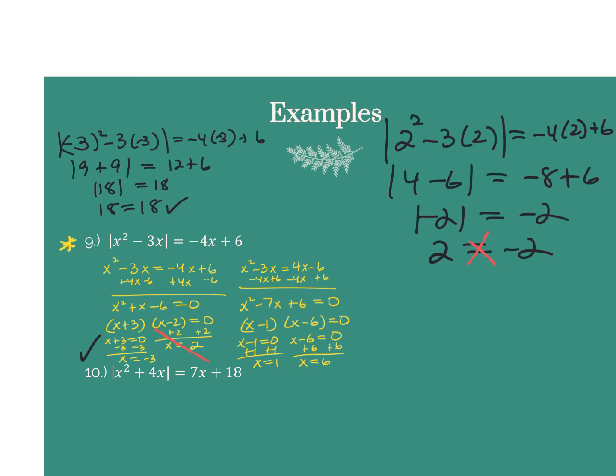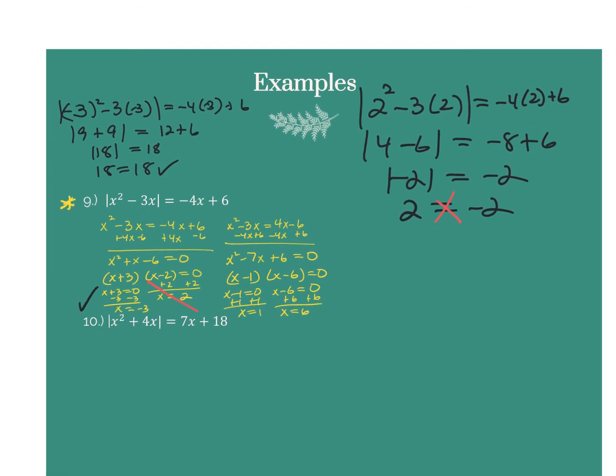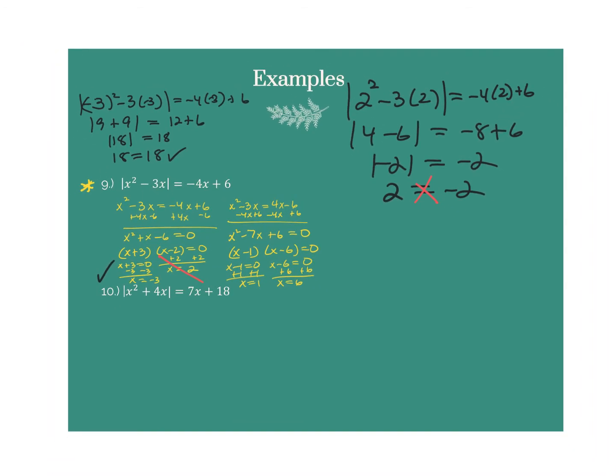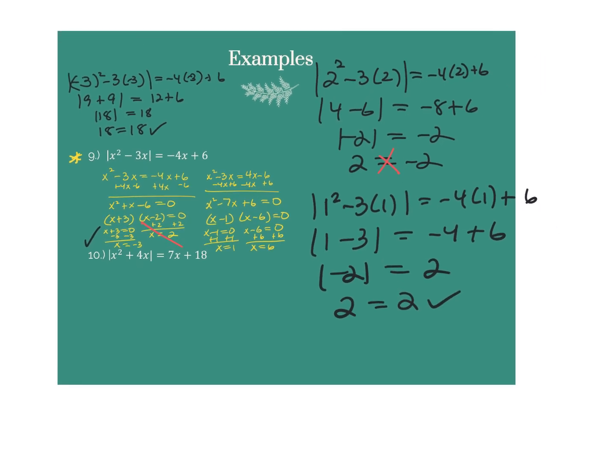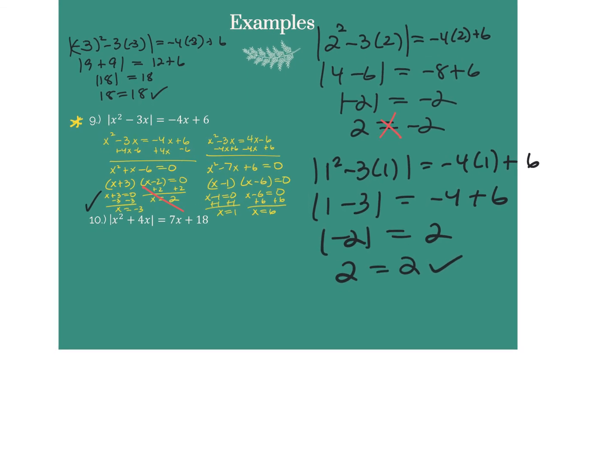I got to plug in the 1 and the 6 as well. So 1 squared minus 3 times 1 equals negative 4 times 1 plus 6. 1 minus 3, negative 4 plus 6, negative 2, positive 2. Absolute value of negative 2 is positive 2. This one checks.